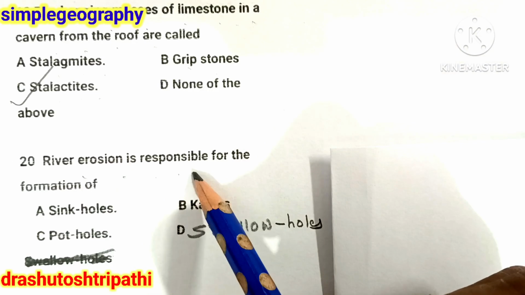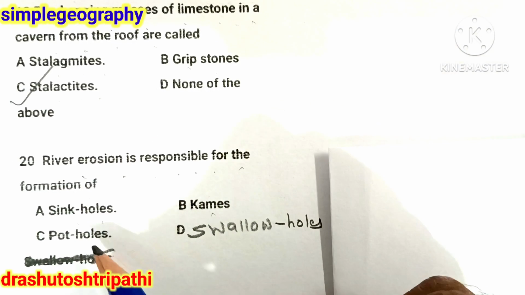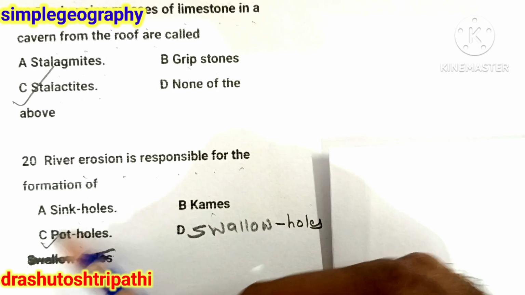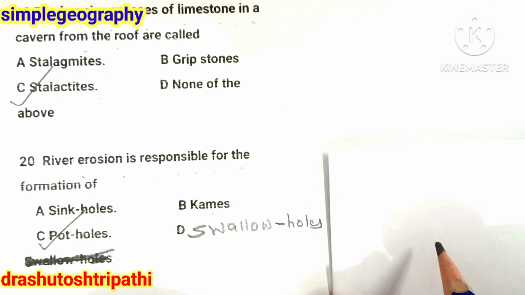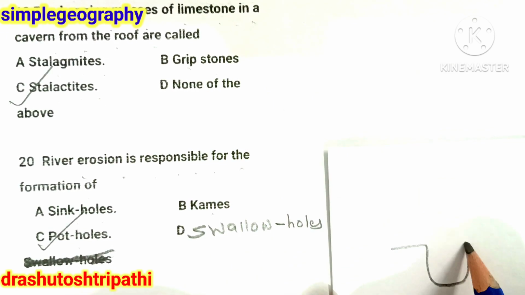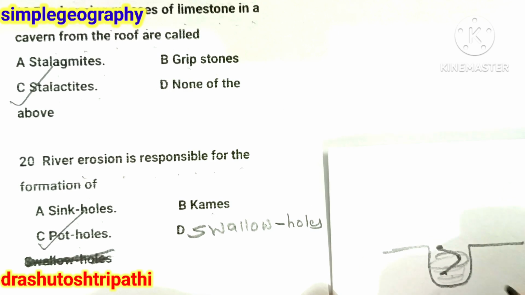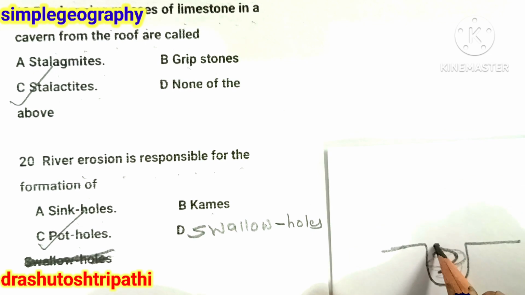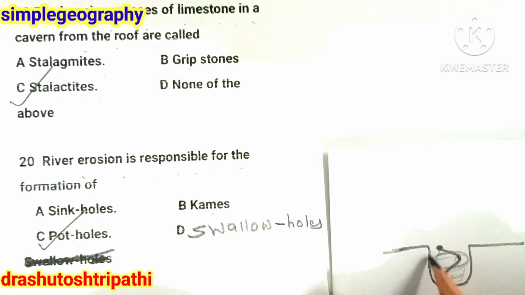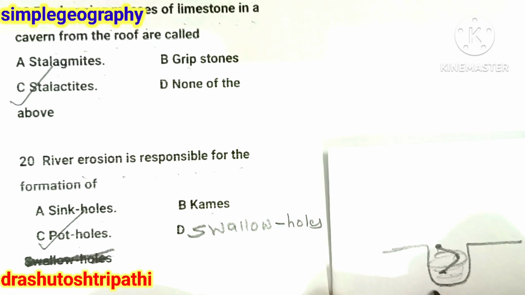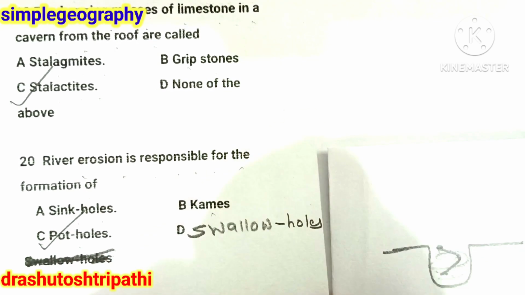River erosion is responsible for the formation of sinkhole, caves, potholes, swallow holes. So the answer is pothole. How is it formed? This is the river, and they move like that. The kettle-like small depressions in the rocky beds of the river valley are potholes. Potholes are drilled like by a drilling machine, where small rocks continuously move in a round way and deepen the valley of the river. The answer is potholes.